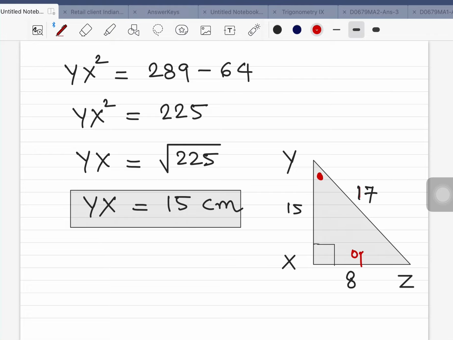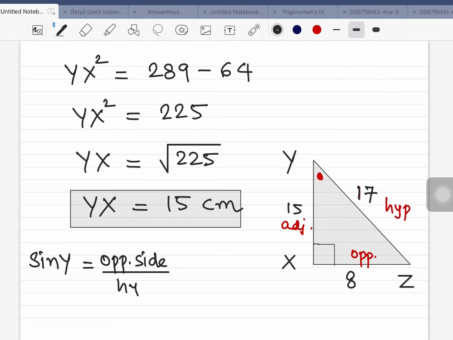If this is angle y, then this is the opposite side, this is the hypotenuse and this is the adjacent side. So find sine y now. Sine of y is equal to opposite side upon hypotenuse. You have to just write the formulas and put the values. So the opposite side of y is 8 upon hypotenuse is 17.